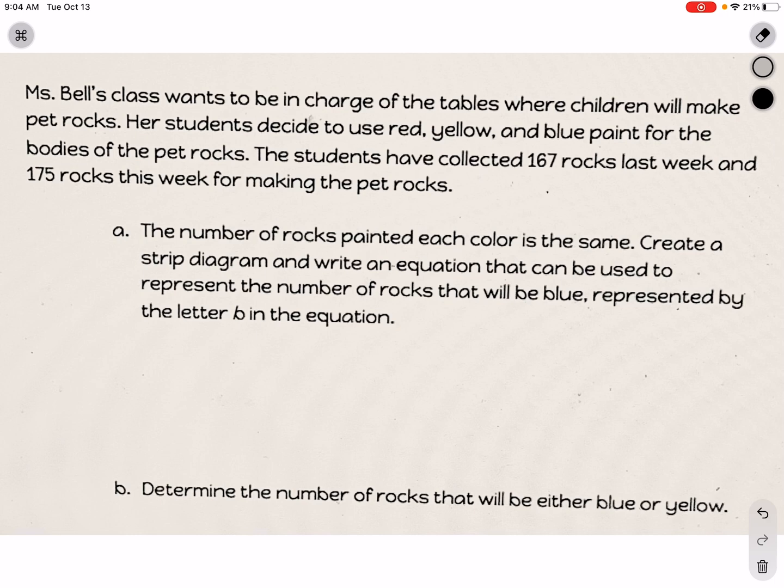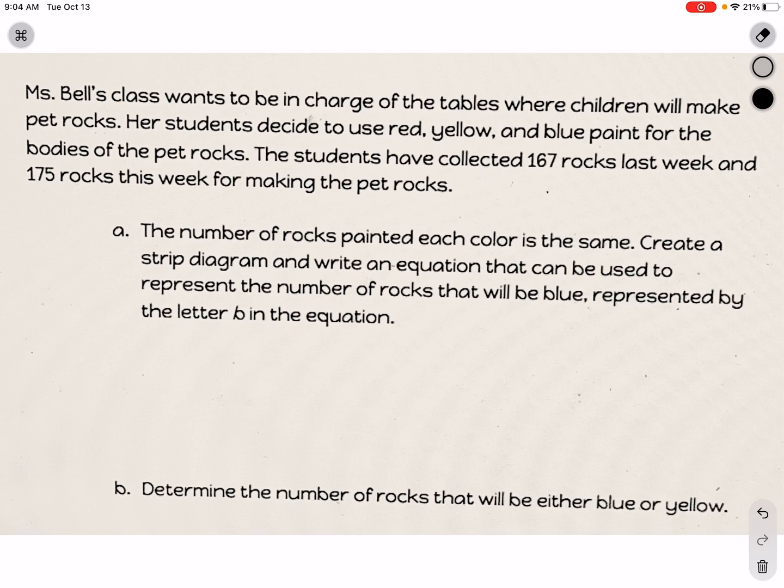Miss Bell's class wants to be in charge of the tables where children will make pet rocks. Her students decide to use red, yellow, and blue paint for the bodies of the pet rocks. The students have collected 167 rocks last week and 175 rocks this week for making the pet rocks.